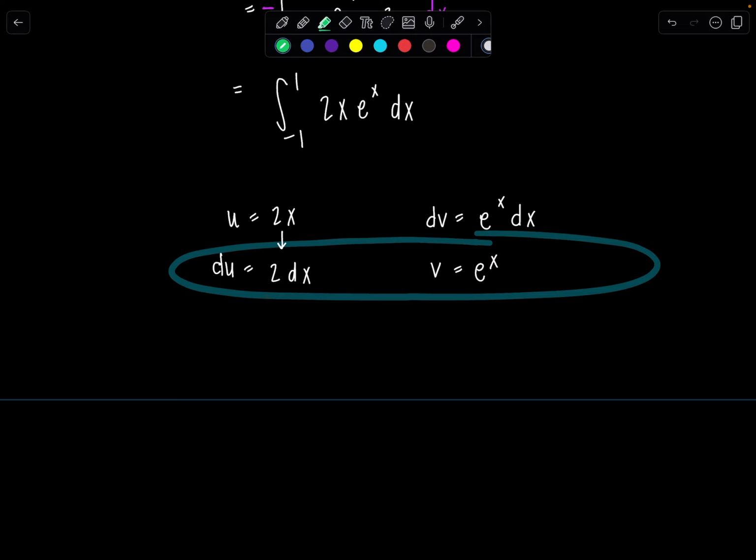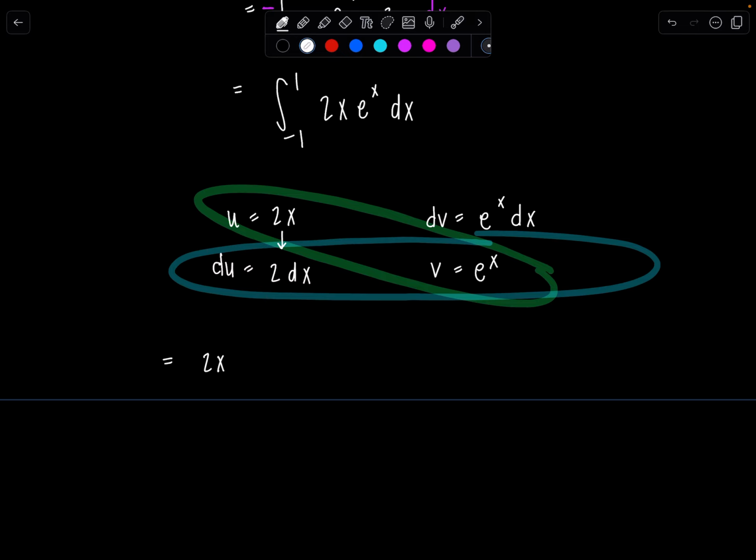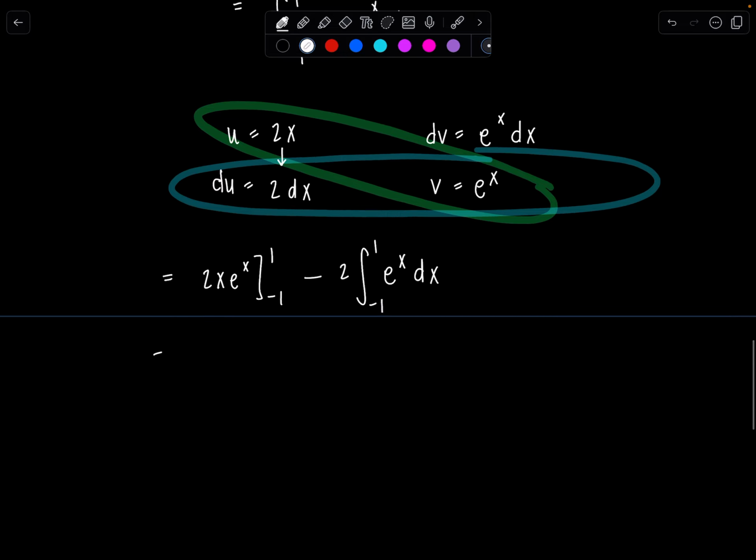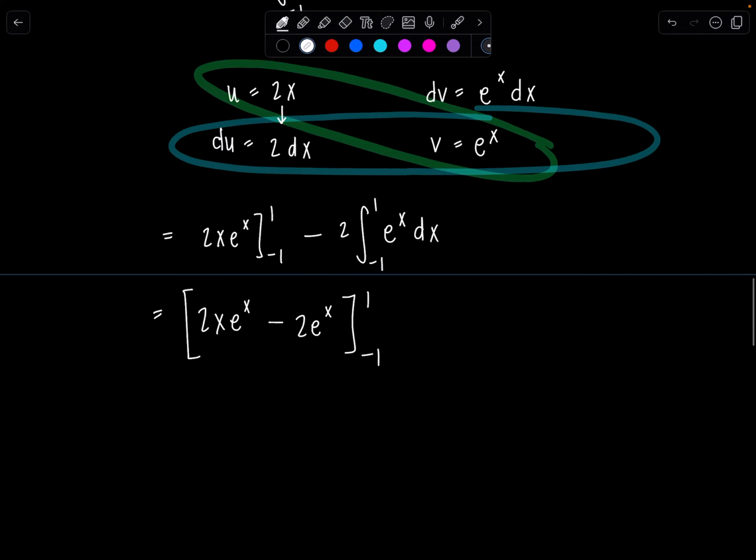Okay, very good. So here we go. Let's set everything up. We have u times v, so 2x e to the x. That's going to get evaluated from negative 1 to 1, minus integral v du. I'm going to put the 2 outside, e to the x dx, and that's also from negative 1 to 1. Don't forget your limits of integration. Okay, I'm not going to evaluate this first term until the very end with everybody. So minus the antiderivative of e to the x is just e to the x, and then now let's evaluate everybody from negative 1 to 1.